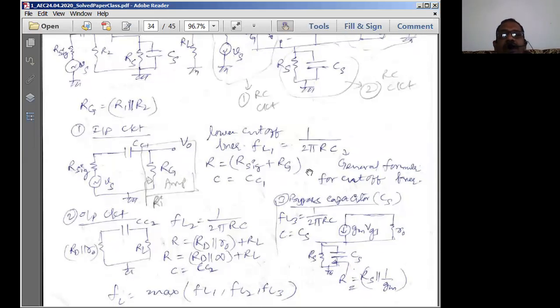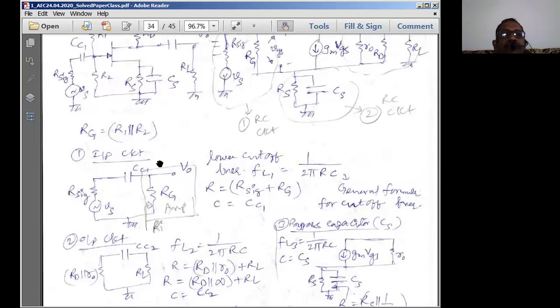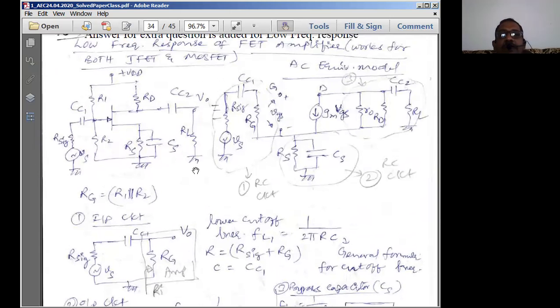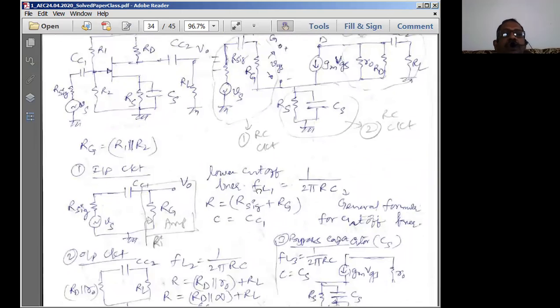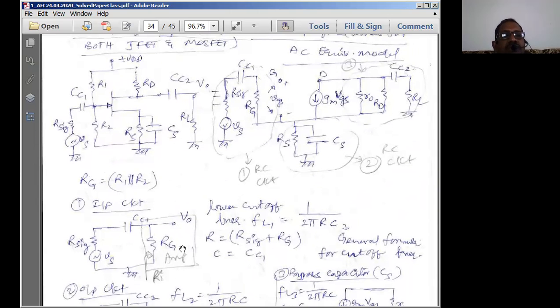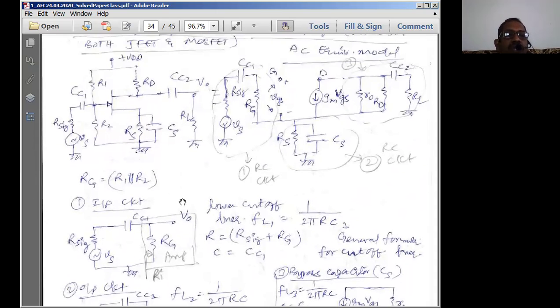Now we will go for analyzing the effect of these resistors and capacitors on the lower cutoff frequency of the amplifier circuit, such as FL1, FL2 and FL3. FL1 is going to be the effect of the resistor and capacitor of the input circuit. So we'll simply go with the equivalent circuits at the input side, at the output side, and the source side.